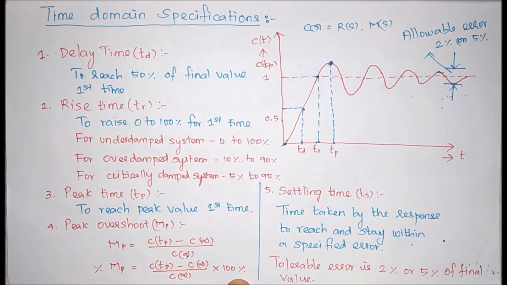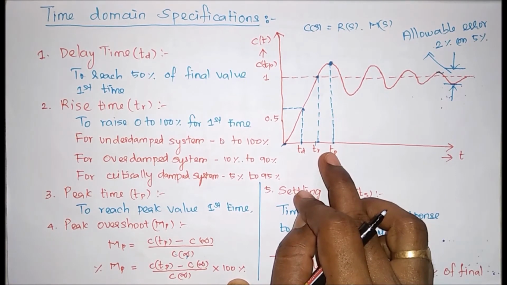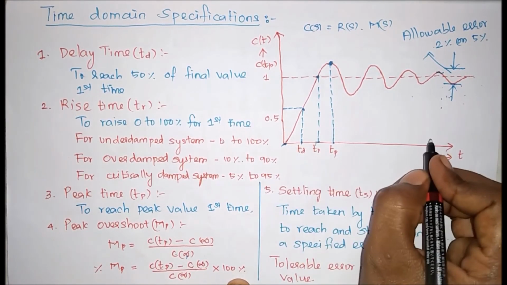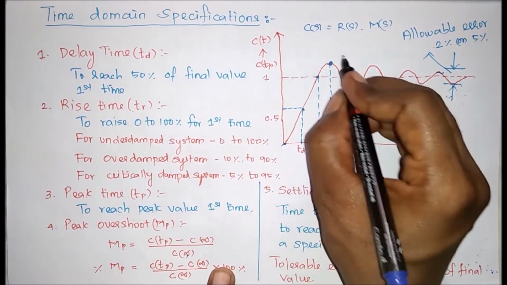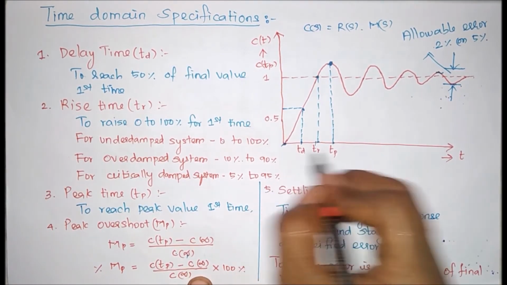In this video, we are going to see about time domain specifications. To represent time domain specifications, we can consider a damped oscillatory response of a second order system for unit step input. So actually this is a damped response of a second order system for unit step input. So this is the given response. For this response, various times we can get.